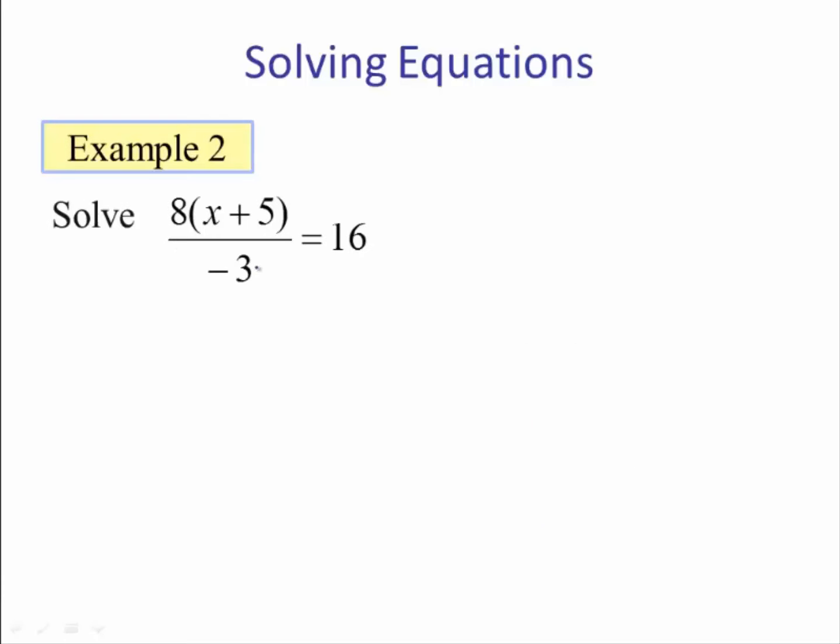So our first step is to cancel out the negative 3. Since it's dividing, we do the opposite and multiply. And if we do it to the left hand side of the equation, we have to do it to the right hand side. The negative 3's cancel. We're left with 8 times x plus 5 equals negative 48. We could distribute, but we can also divide.